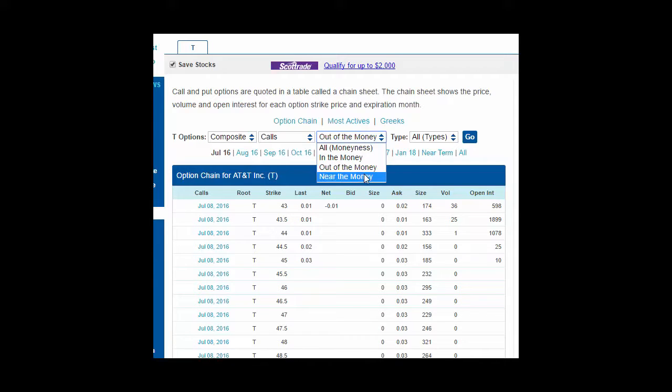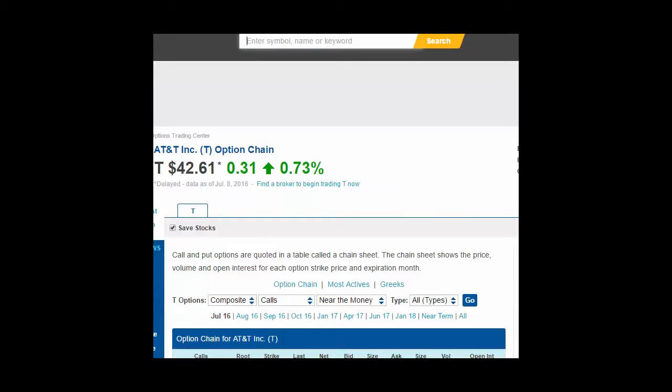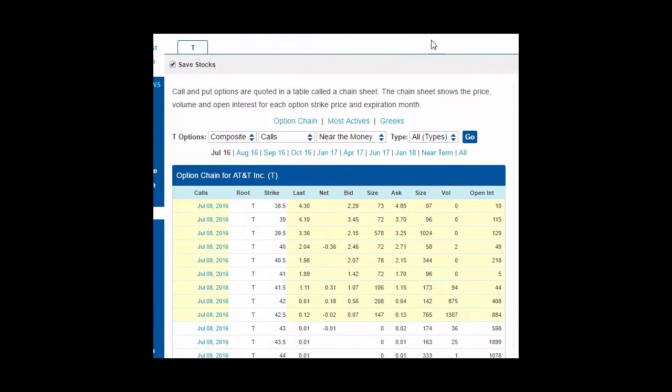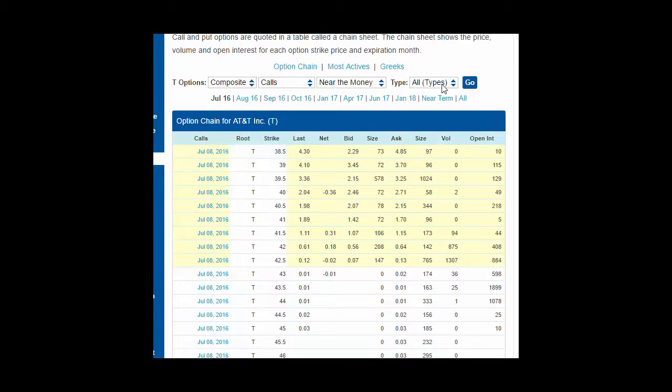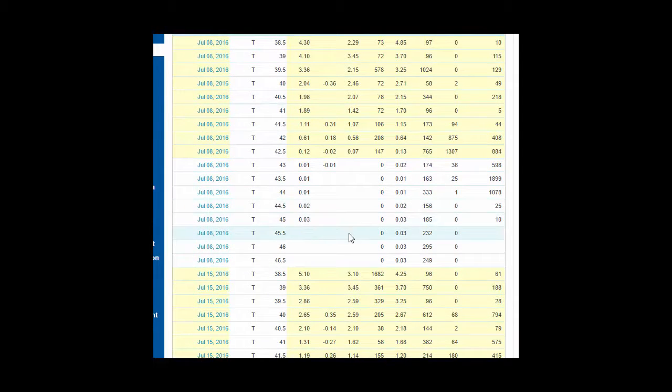Now, near the money is fairly simple. Near the money is essentially when it's really close to the actual stock price. So anything that you see here between 38.50 and 42.50 is in the yellow, it's in the money. That just means that it's worth something. The other ones below here aren't so much. That's for the week there.